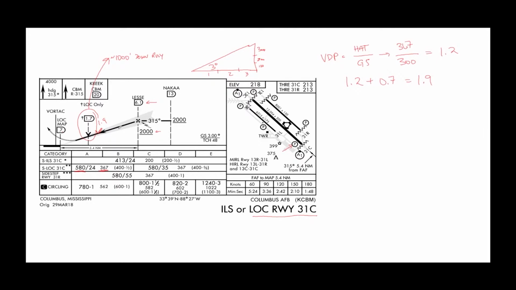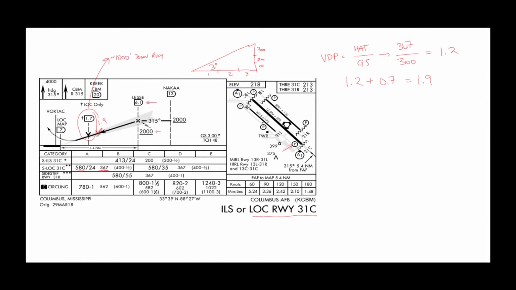Now, keep this in mind, our calculated VDP is based off our distance from the threshold. So if you were to leave right at 1.9 and go perfectly on your 3-degree glide slope, you would arrive at the threshold. So you may have to play it out a little bit. In general, if I've got a pre-published VDP, so here we have the 1.7 and I've calculated my own, I like a little bit of a window to try to shoot for to start my descent rate.